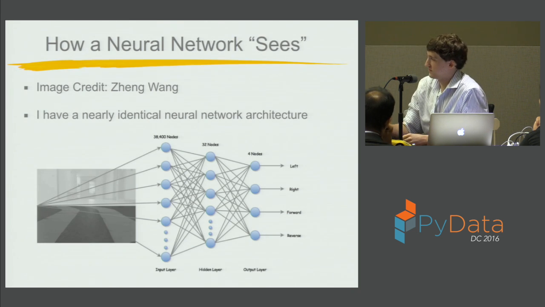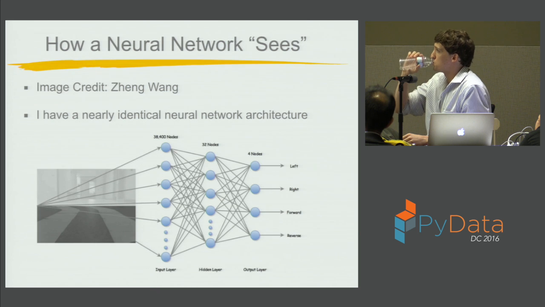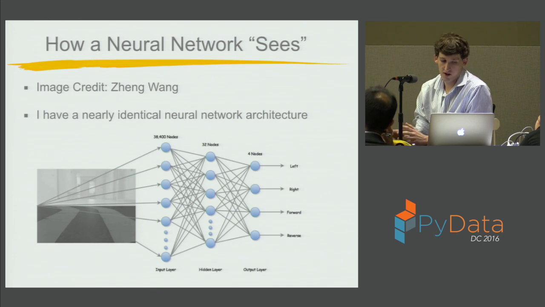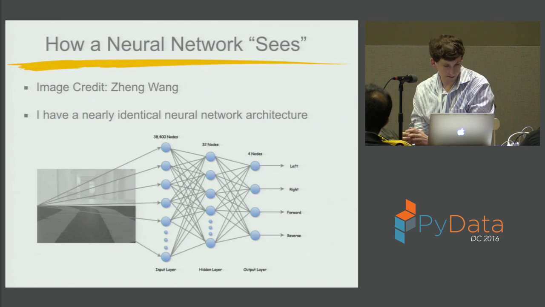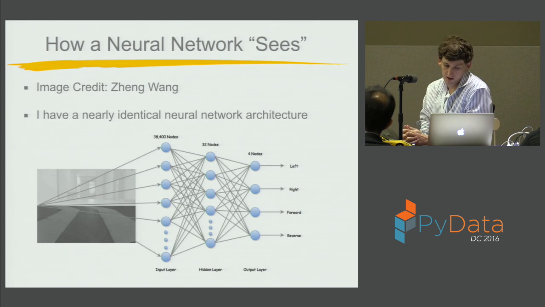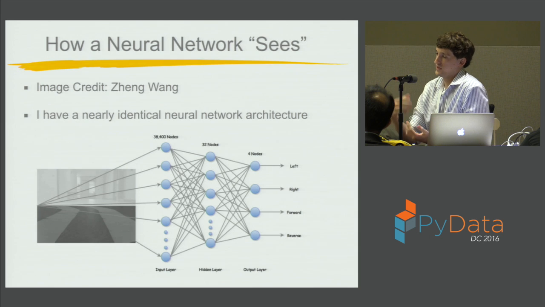So this is how a neural network sees. I actually got this image from Zheng Wang's blog, but it's really clever and really does a good job of illustrating how my network works. So basically, we've got this image. I think his image was a lot smaller than mine. My images are 320 by 240 pixels. And then because I'm not doing it in black and white, it's actually 3 color channels. So it roughly comes out to be about 200 some thousand pixels per frame.